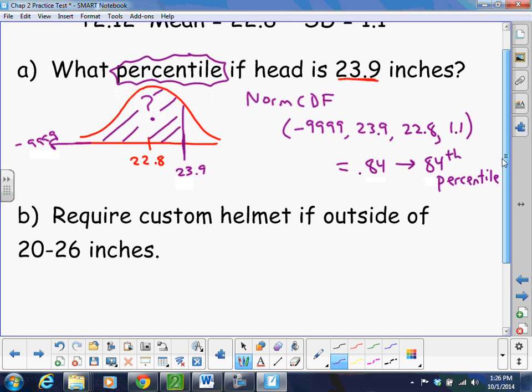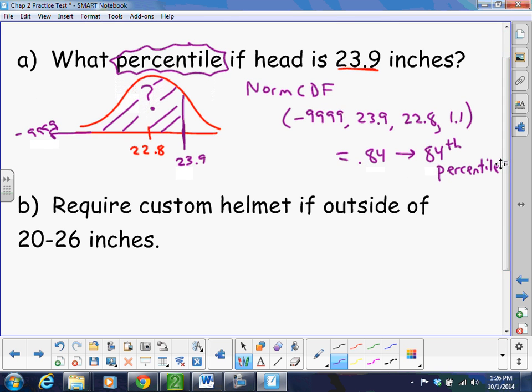Okay, part B, what percent require custom helmets? They say if you're outside of the 20 to 26 range, you need a custom helmet. So again, a picture there, the mean is still 22.8. Let's say 20 is down here somewhere, 26 is up here somewhere. Our question is, what percent will be outside that interval? So we need to find this little piece and this little piece.